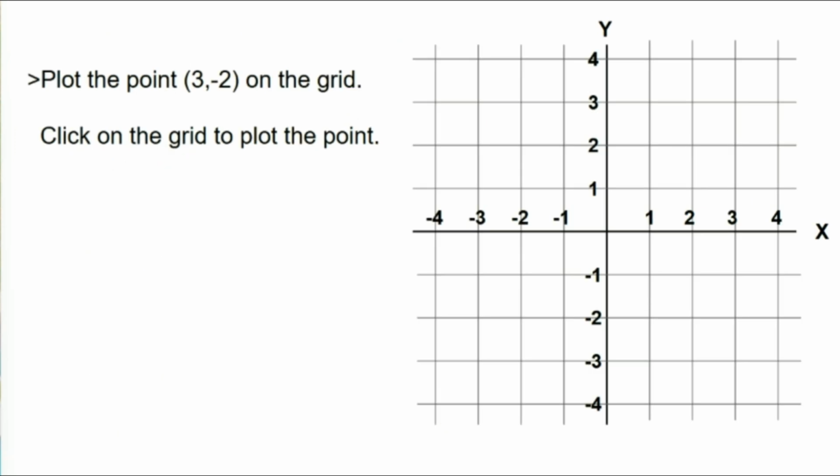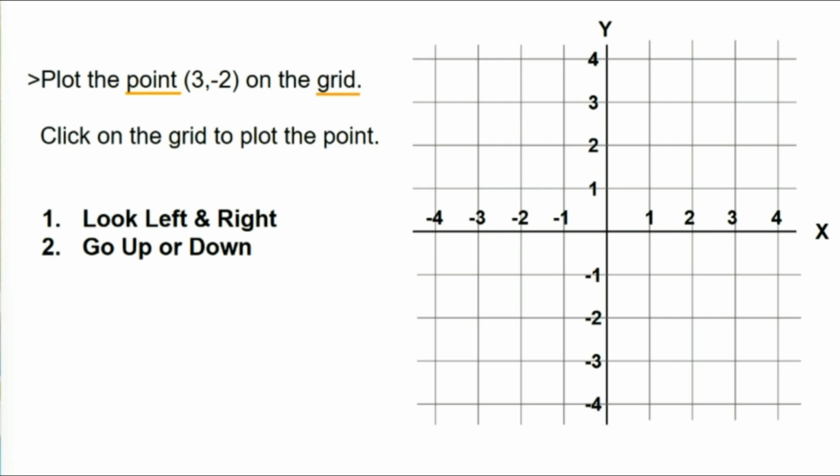In this question, we are asked to plot a point on the grid. Think of it like crossing a street. When crossing a street, you first look left and right, then cross the street up and down. The first point here is 3. Our first step is to look left and right, starting from the origin, for the x-coordinate 3. If we look to the left, those are negative, and on the right, we have 3 right here.